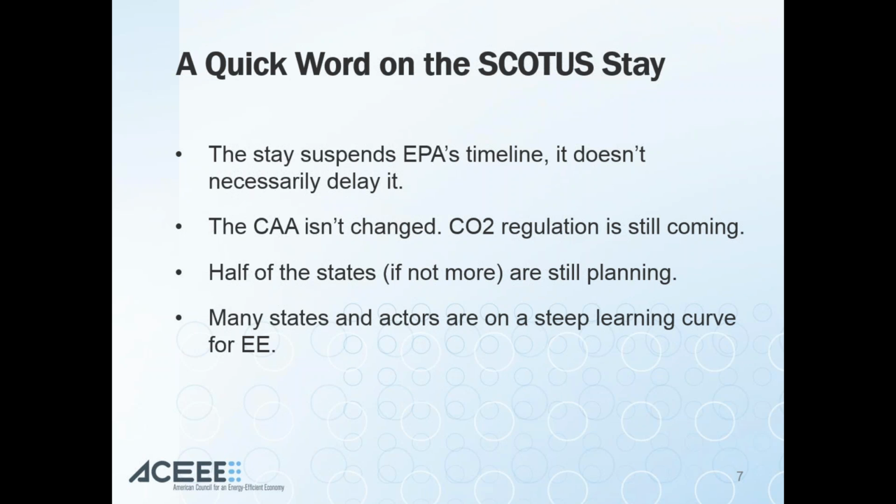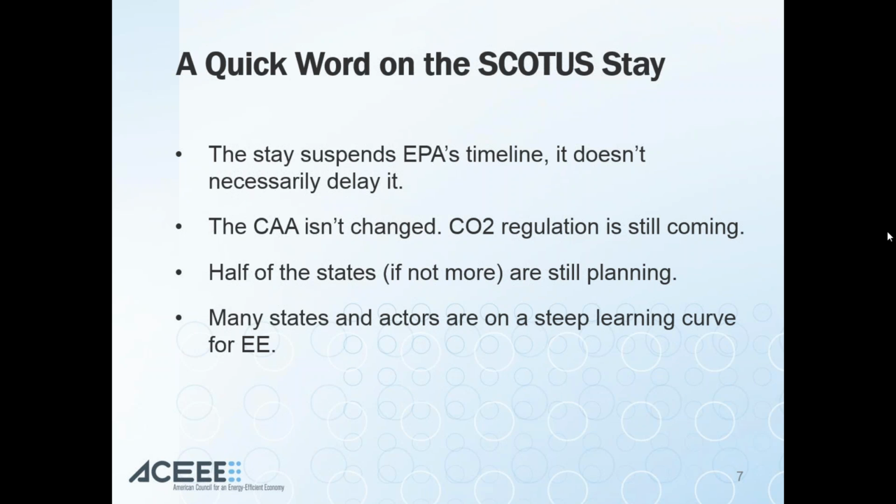So there's been a lot of speculation and questions about what does this mean for the rulemaking process and what happens going forward. The Clean Air Act is still there. It hasn't changed. The court did not in any way rule on the merits of the regulation itself. And CO2 regulation, because it's required under the Clean Air Act, it's still coming. Half of the states, if not more, are still planning for compliance. And what compliance means, you know, is it exactly the rule that we've seen, some other approach to reducing greenhouse gases from existing power plants? That does remain to be seen.